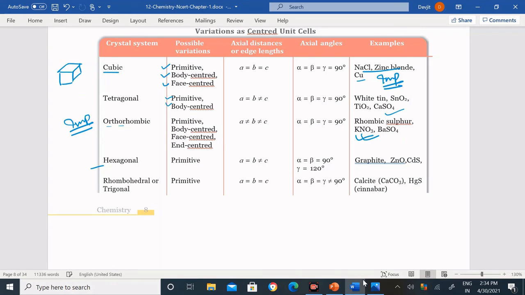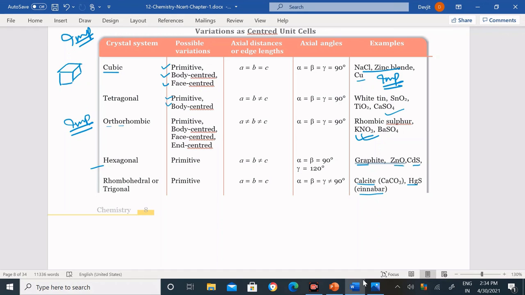And this is hexagonal. Examples are graphite, ZnO, CdS, and then rhombohedral, trigonal, and the examples are calcite, HgS, cinnabar. Calcite is CaCO3. See, these are the parameters. My dear students, this is a very important table.